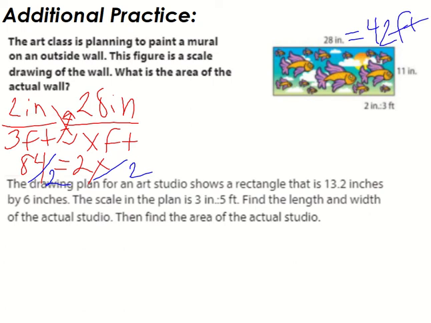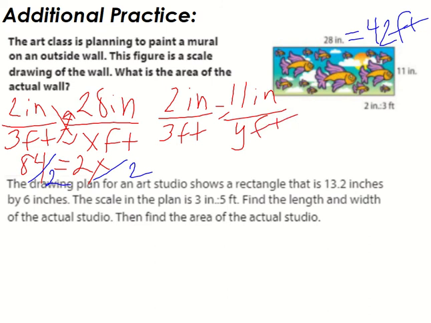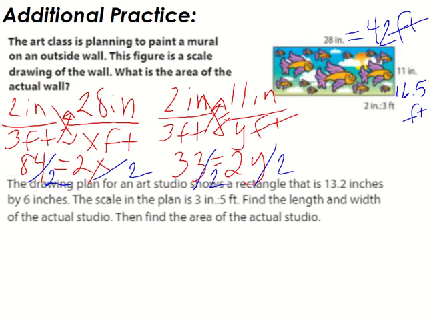So now we're going to do the same thing, but with the 11. Okay, so I'm going to take my scale, 2 inches and 3 feet, and we're going to do it with the 11 inches. And again, I'll call it y this time, y feet. Okay, so this time we're going to have 33, right? Cross product equals 2y. Same thing, I'm going to divide by 2. And 33 divided by 2, this is 16 and a half feet in real life.